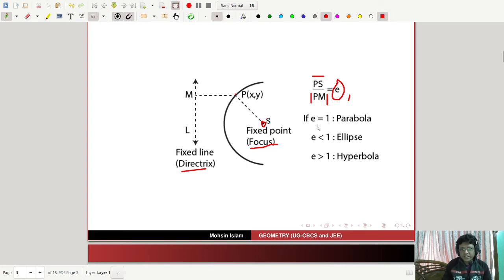So there are three cases. If E equal to 1, it is a parabola. If E less than 1, it is an ellipse. If E greater than 1, it is a hyperbola. Parabola, ellipse, and hyperbola. Okay. So that was the basic definition of the conic from a mathematical geometrical point of view.